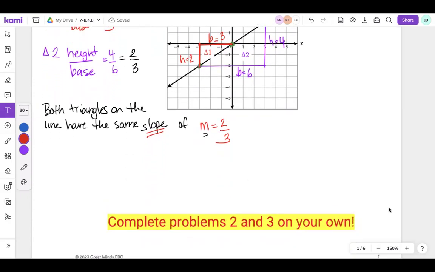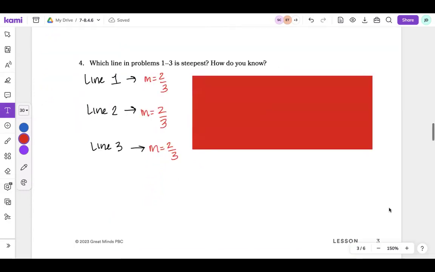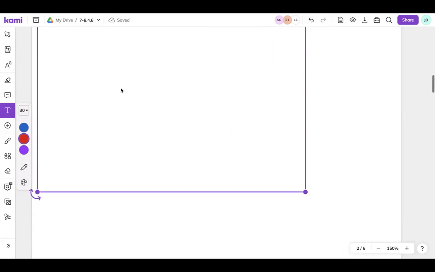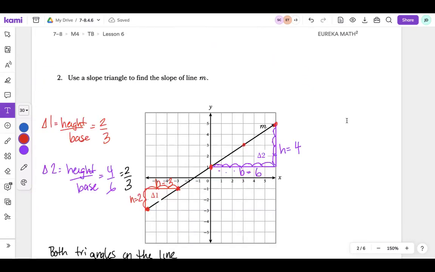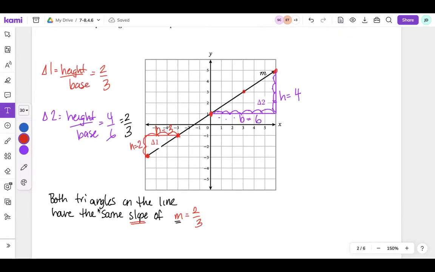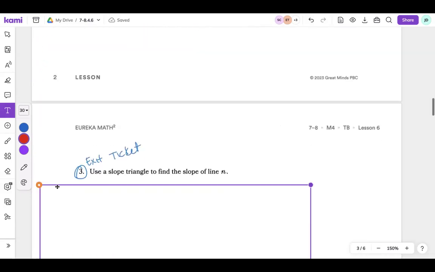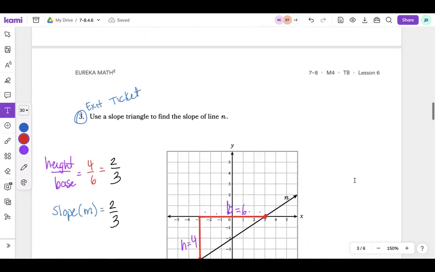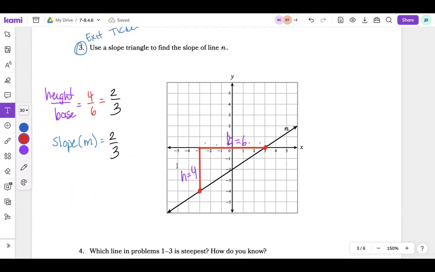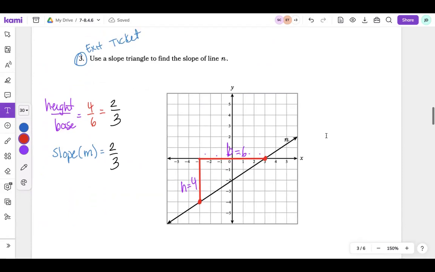On your own, go ahead and complete problems 2 and 3, which is the same thing, finding the slope of different lines. What you should have gotten for number 2 was a slope of 2/3, and for 3, the slope is also 2/3. I can show you the work for those real quick. Here's two different triangles, 2/3. And once more for number 3, here's two different triangles, or one in this case, 2/3. 4 over 6 simplifies to 2/3.